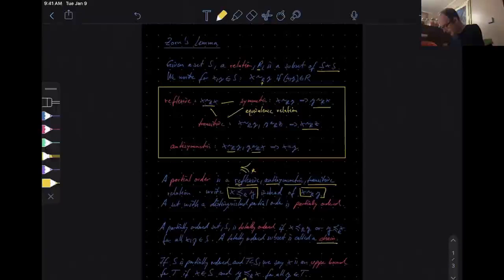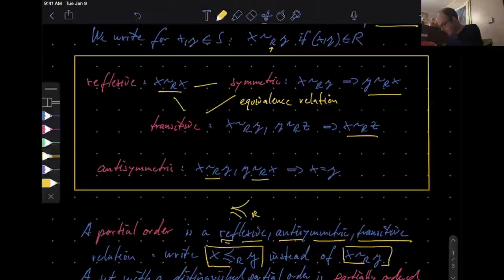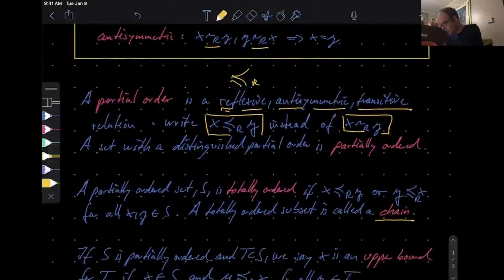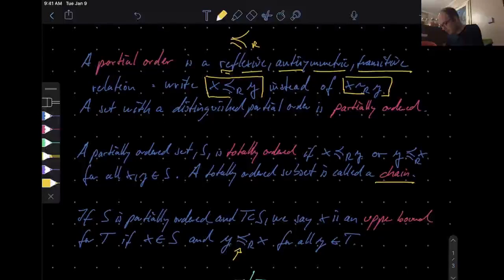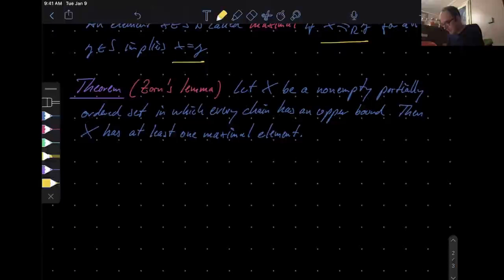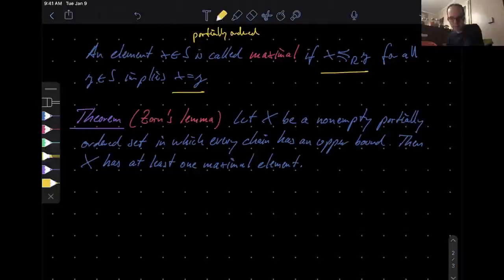So there are a few notions that one should understand. First of all, the relation: reflexive, symmetric, transitive, that should be known. What is probably new is antisymmetric. Then the partial order, total order, chain is just a totally ordered subset, and then the upper bound and the maximal element. And now what Zorn's lemma does, and we will take this as a God-given fact, is: if X is a non-empty partially ordered set in which each chain, meaning each totally ordered subset, has an upper bound, then that set has at least one maximal element.